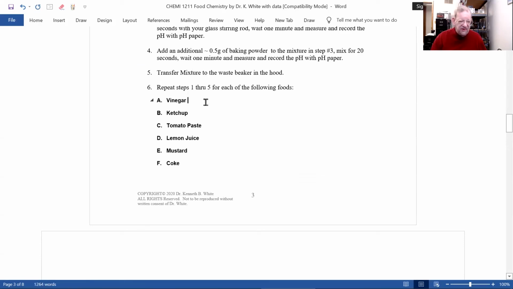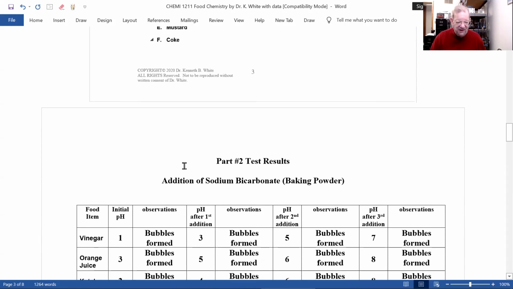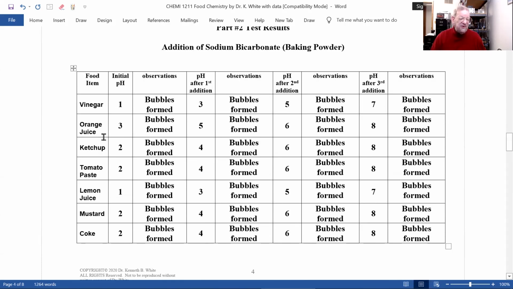I don't think we do orange juice. Vinegar, ketchup, tomato paste, lemon juice, mustard, and Coca-Cola. Oh, there is orange juice in there. I messed up on that table. If we were in the lab, you'd observe it, see bubbles. First, the initial pH. After you add a little sodium bicarbonate, a little more, and a lot more, you see what happens to the pH of various things.